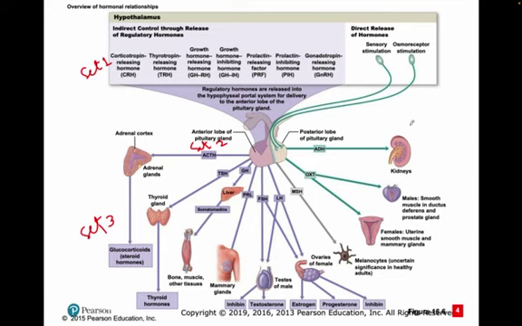Now, as opposed to that, in the posterior pituitary, hormones are directly released. So the hypothalamus here doesn't create any hormone directly. It creates, with the help of the posterior pituitary, ADH and oxytocin, and that is released directly into the blood, and thus affects the target organ. So now we will only talk about the posterior pituitary and how it functions.